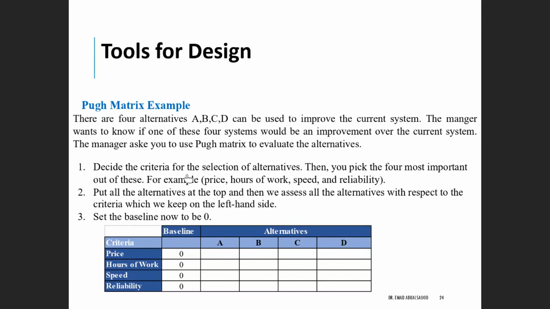So you decide the criteria for the selection of alternatives, then you pick the 4 most important out of these. For example, the criterions you use as the most important to be evaluated are the price, hours of work, speed, and reliability. And this can be done using a brainstorming session to evaluate, or use all the analysis tools that you have learned before, or the measure tools to identify what criterions are the most important, or maybe you list them all if you want.